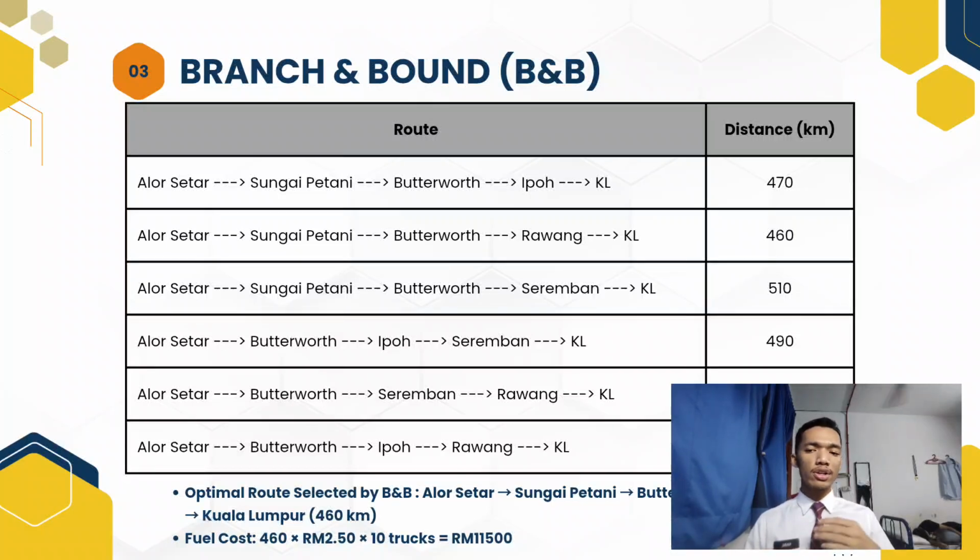So the fuel cost for the optimal route is calculated as 460 km times RM2.50 times 10 trucks, and we will get 11,500.